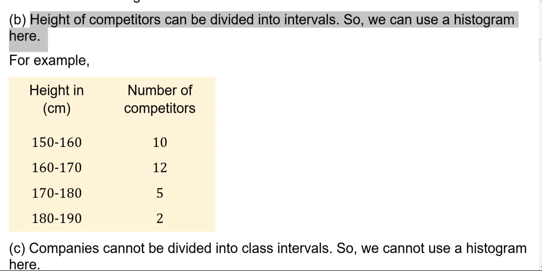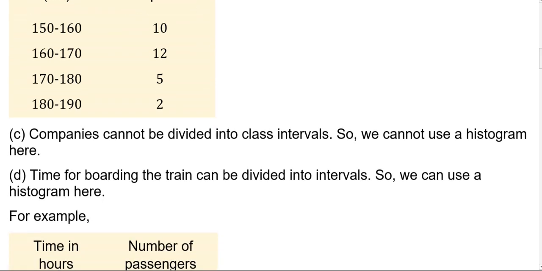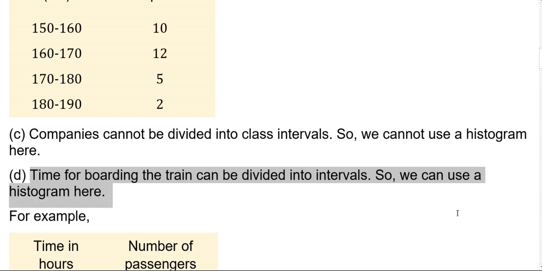Now the third point: companies cannot be divided into class intervals, so we cannot use a histogram here. Only data in particular intervals can be shown in a histogram. D. The time of boarding the train can be divided into intervals, so we can use a histogram here.